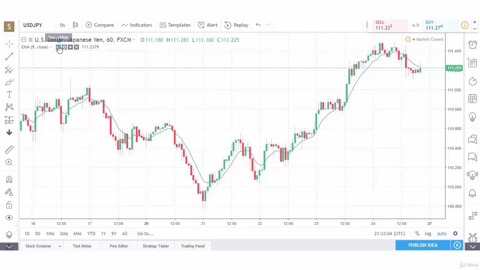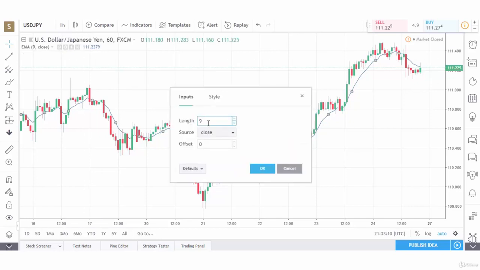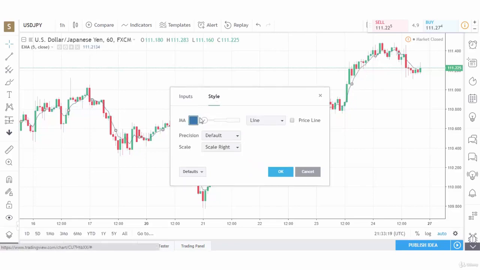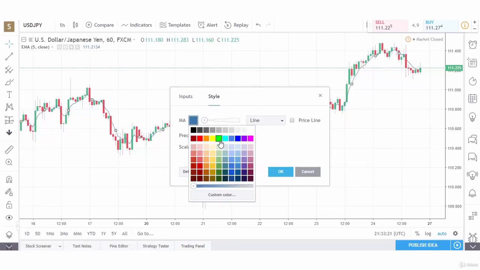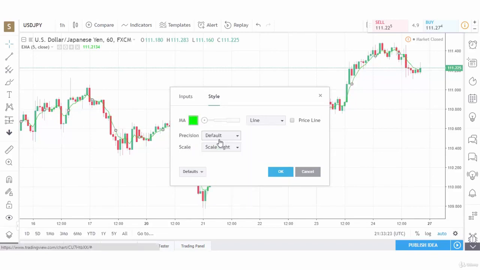So we'll start by clicking on Format, and we'll make this our fast line. And we'll make it a 5. And then for style, we're going to make this a green line.